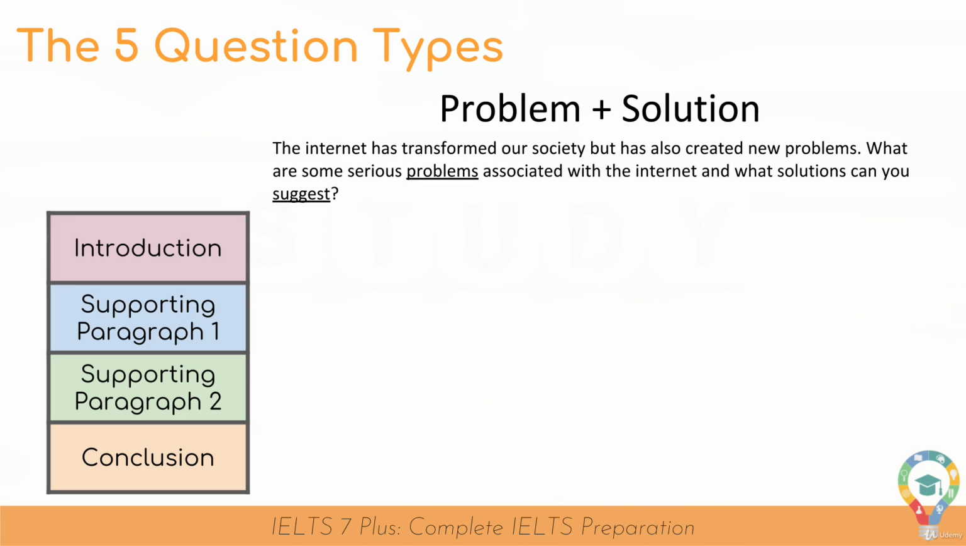Our fourth question is called the problem and solution. The internet has transformed our society, but has also created new problems. What are some serious problems associated with the internet, and what solutions can you suggest?